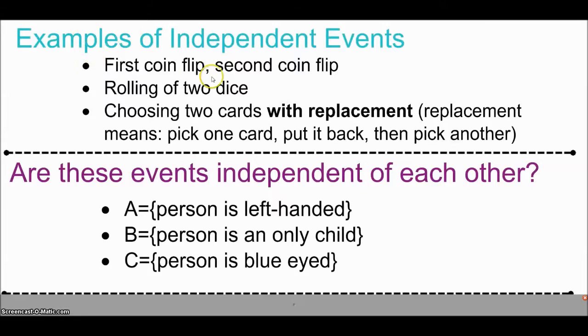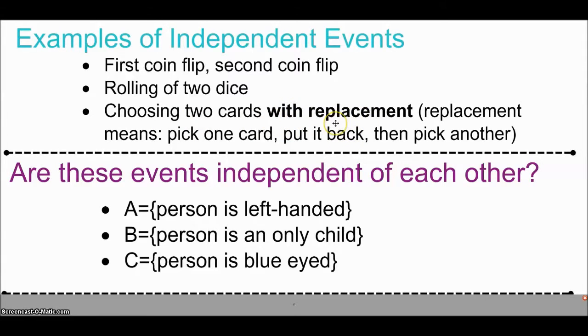So up here we have some examples of independent events. Let's say we flip one coin and then we flip another coin. The odds of me landing on heads or tails does not change based on if the first coin was heads or tails. If I have two dice and I roll the first one and get a 1, the second die will still have a 1 in 6 chance of rolling a 1, regardless of what I rolled on the first die. Alright, choosing two cards with replacement.